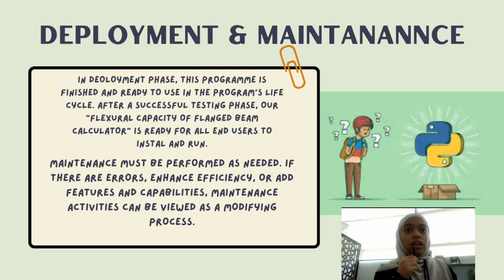Deployment and maintenance. In the deployment phase, this program is finished and ready to use in the program lifecycle. After a successful testing phase, our flexural capacity of flange beam calculator is ready for all end users to install and run. Maintenance must be performed as needed. If there are errors, to enhance efficiency, or to add features and capabilities, maintenance activities can be viewed as a modifying process.